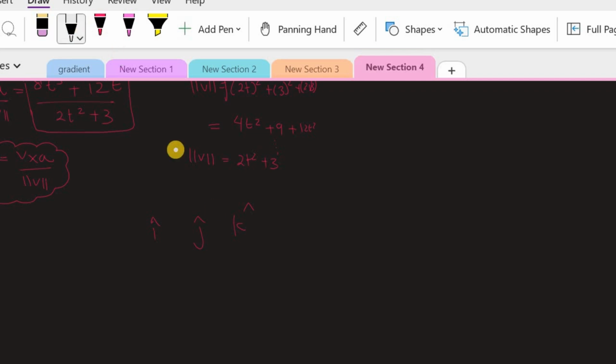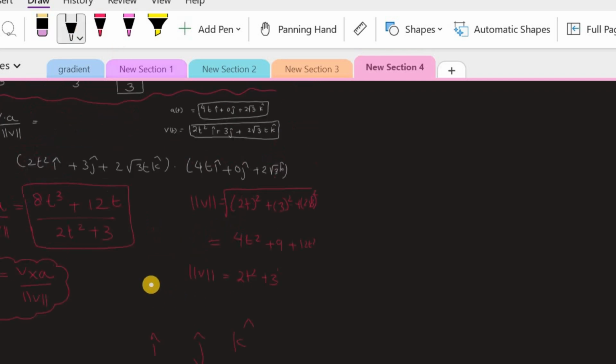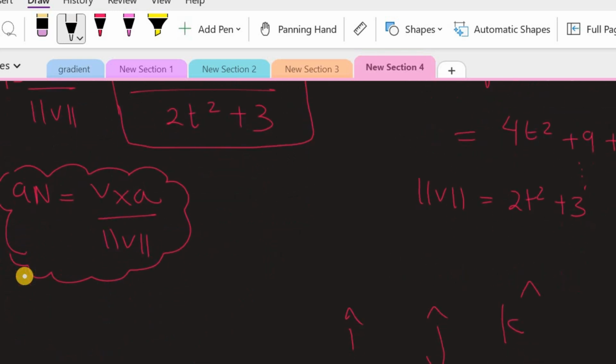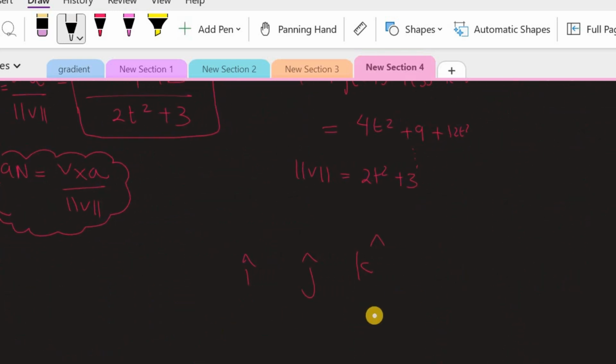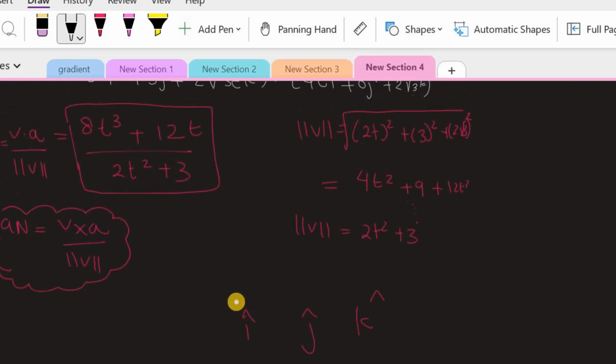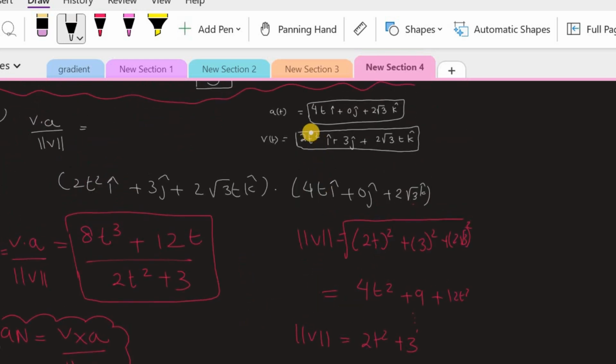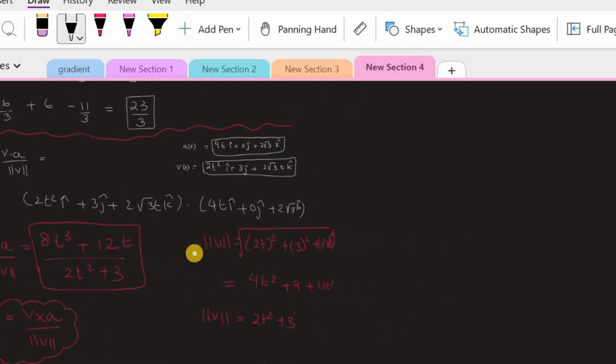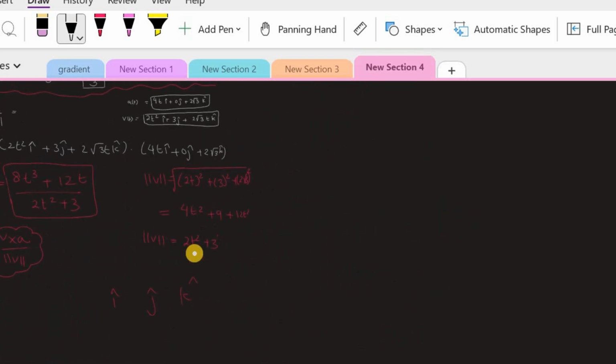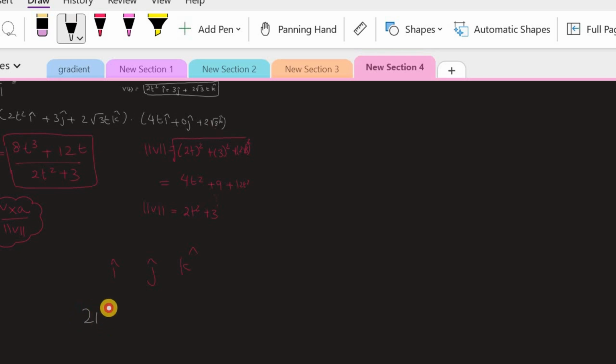Okay, let me move to my white pencil again. I think it's better. Okay, now to cross product v and a, you need to make sure you write v first, not a, or else it's going to give you the wrong answer. Okay, so first of all, we're writing v. So what is v? So let's go ahead and write it over here. So we have 2t squared, 3, and then 2 square root of 3 t.